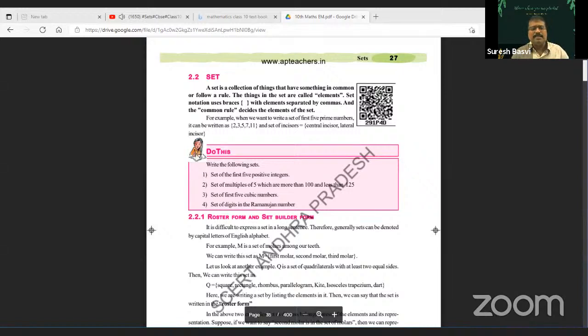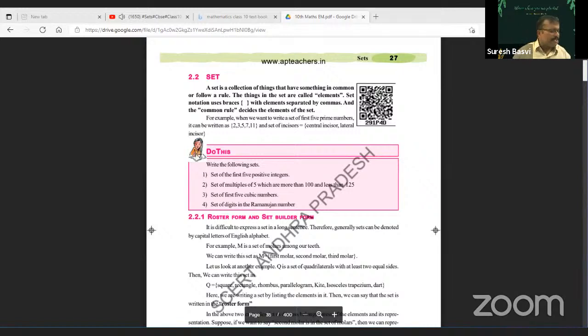So we can say that A is equal to {a, e, i, o, u}. Then we can easily say that a belongs to A. Am I right? And e belongs to A. If they are in A, we write it like this. Then 1 does not belong to A because 1 is not in A. Right?